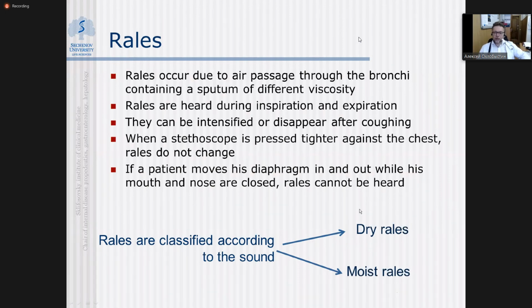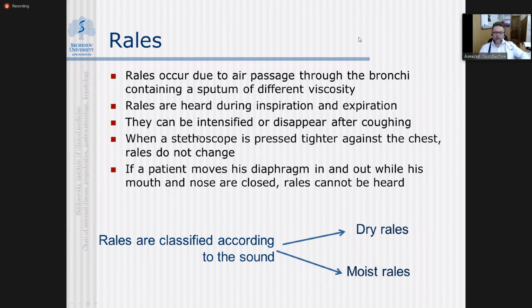If there is just narrowing of the bronchial system, spasm, edema, or secretion of viscous mucus, there will be dry rales. If there is some kind of fluid inside the respiratory system, those will be moist rales. Moist rales will be heard more during the inspiratory phase, better during inspiration. Dry rales will be heard better during exhalation.